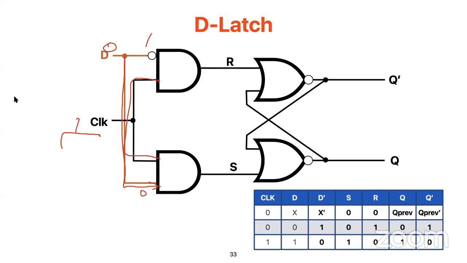So you still need a clock to make sure that you only set the signal to 1 whenever the longer signal is arriving at this AND gate, right? So that's the design of the D-Latch.